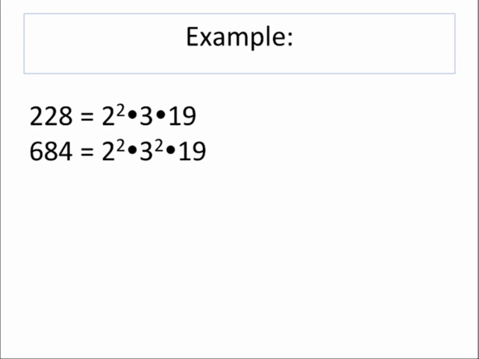So we look at the prime factorization, and we see we have all common prime factors. All we have to do is make sure we again pick the larger exponent of each, and that is going to be our least common multiple. In this case, it's an interesting one because 2 squared multiplied by 3 squared multiplied by 19 is my largest exponent for each prime base, and that actually ends up being 684. So 684 is a multiple of 228 and ends up being the least common multiple between the two in this case.